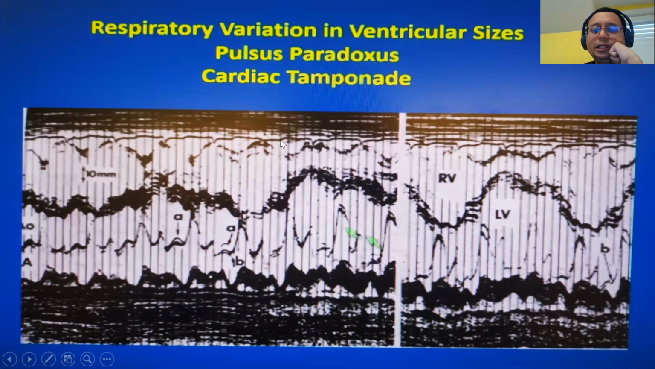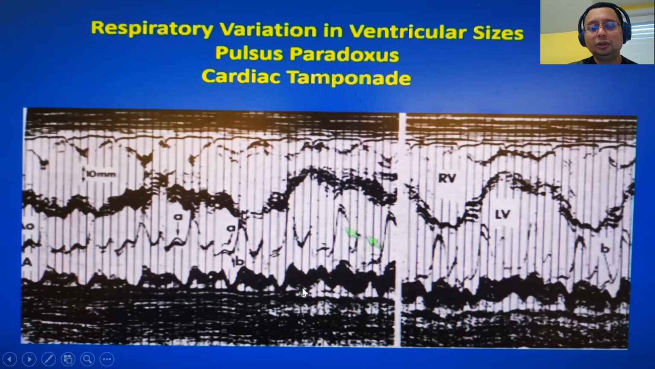This patient has cardiac tamponade and pulsus paradoxus. How do I know, just looking from this M-mode, that this patient has cardiac tamponade? Look at this interventricular septum. You can see that sometimes it moves toward the right ventricle, sometimes it moves toward the left ventricle. That is not good. So what is that? That is increased interventricular dependence.